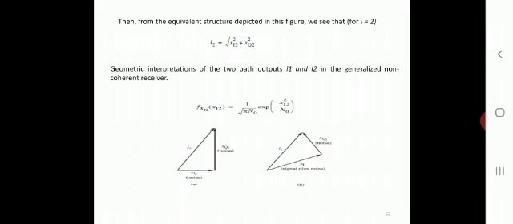Geometric interpretation of the two path outputs L1 and L2 in the generalized non-coherent receiver is given by f of x2 of I is equal to 1 divided by square root of pi N0, times exponential of minus x2 of I squared divided by N0.